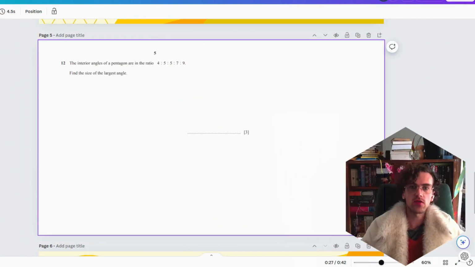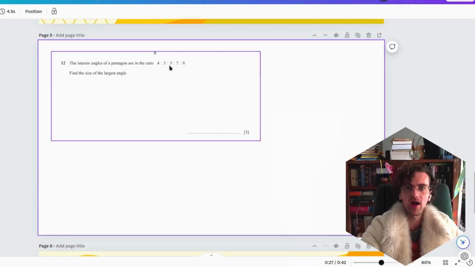Okay, so the interior angles of a pentagon are in the ratio 4, 5, 5, 7, 9. Find the size of the largest angle. Okay, so what does that even mean?